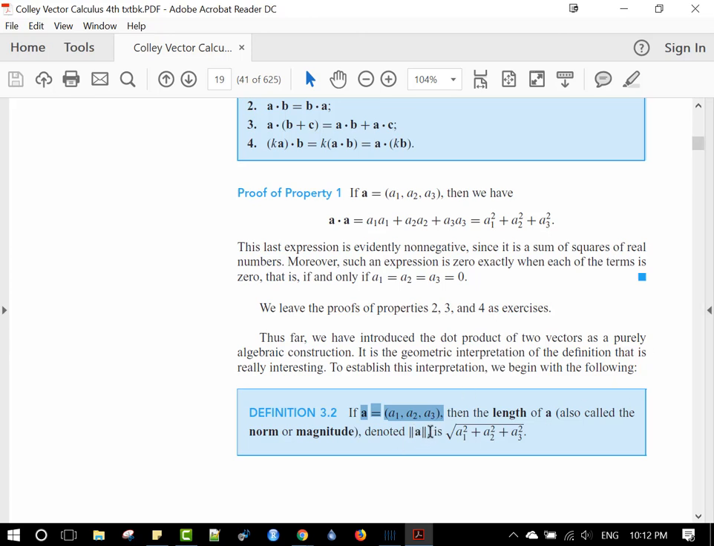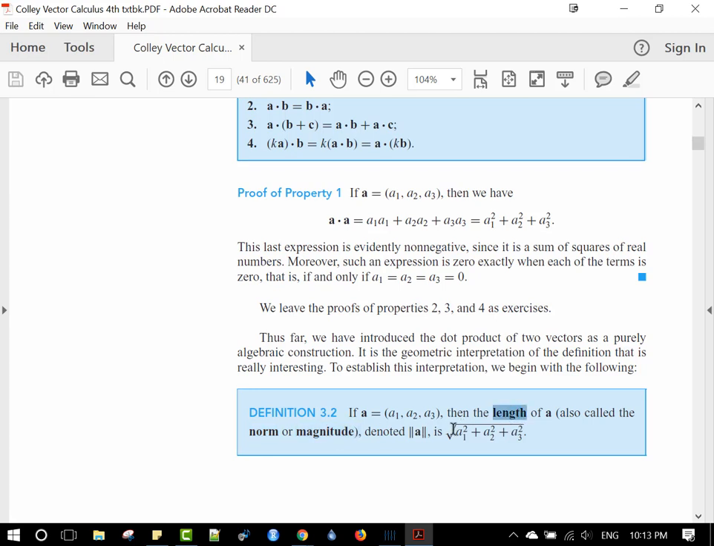The length of A is defined to be this. Well, actually, that's exactly the same idea as the length of the arrow, because this is just from the Pythagorean theorem. So anyway, this is the notation for the length of A. Later we're going to call this the norm of A, and we did that in our class before already. Anyway, later we're going to call this the norm, or they also call it the magnitude, or the length of A.